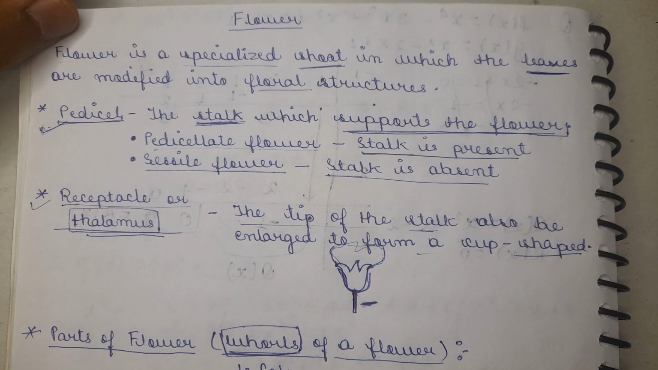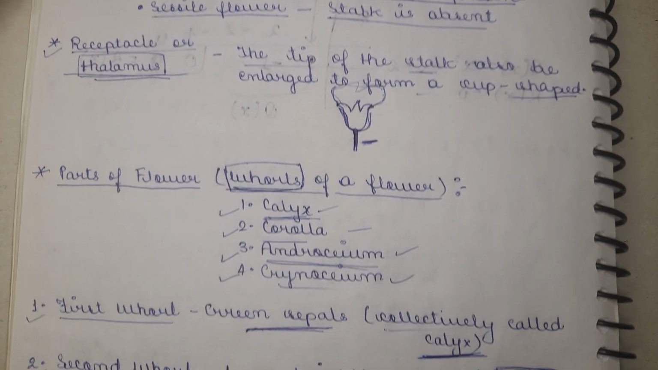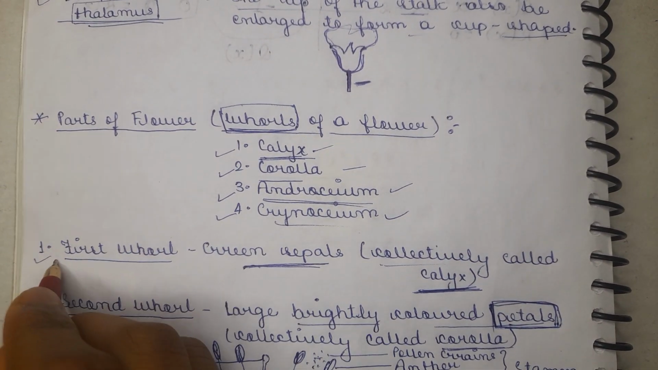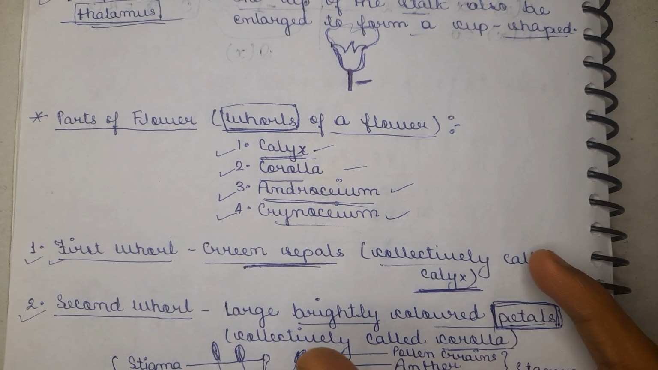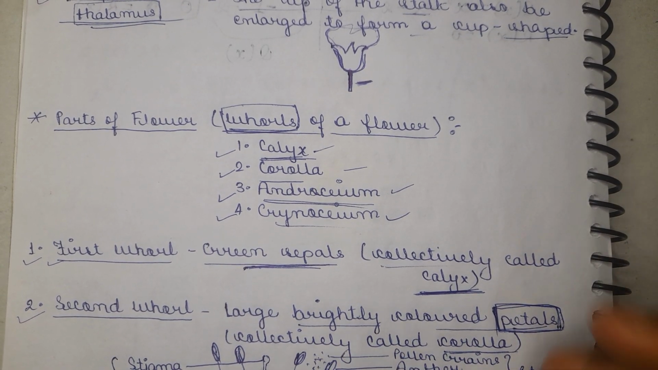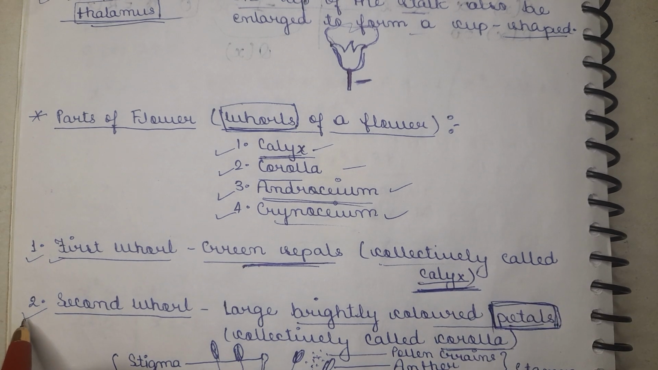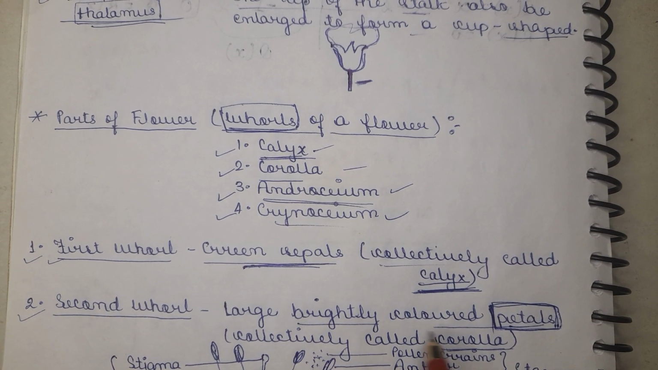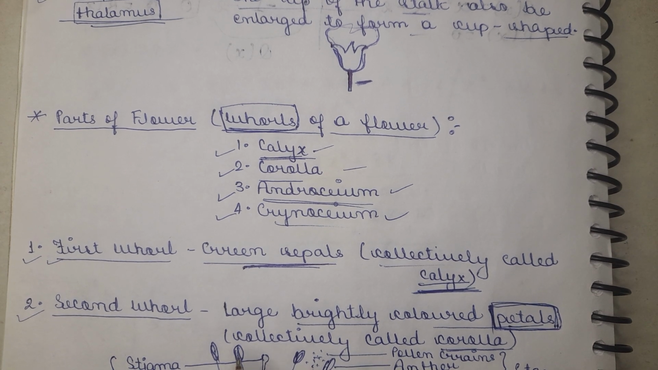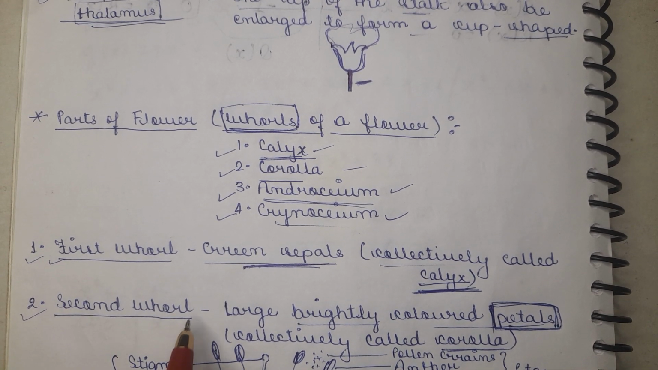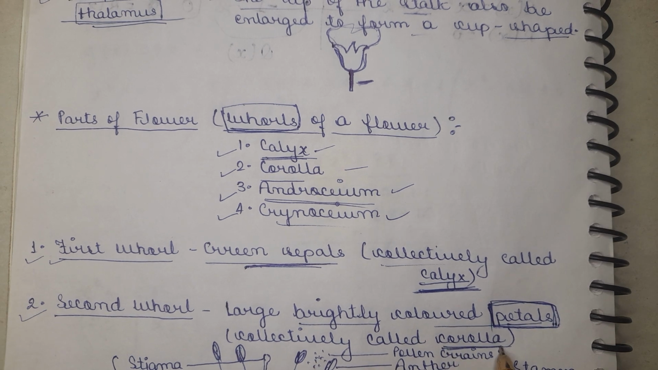Now what is the calyx? The first whorl basically consists of green sepals, and the collection, or we can say the group, of these sepals is called the calyx. Now the second whorl is basically the large, brightly colored petals, for the flower's beauty. These petals are present in the second whorl and are collectively called the corolla.